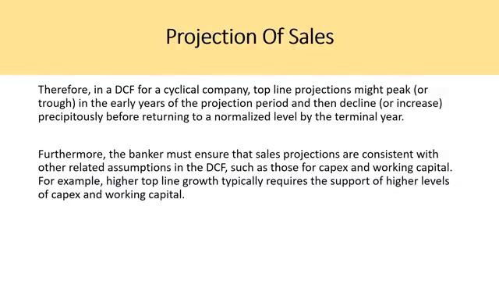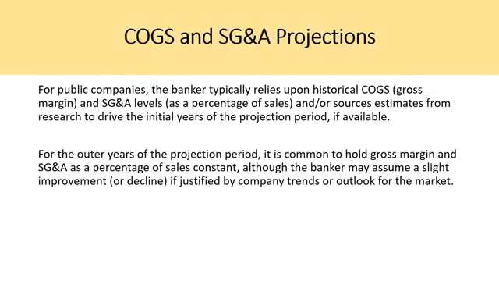Furthermore, the banker must ensure that sales projections are consistent with other related assumptions in the DCF, such as those for CAPEX and working capital. For example, higher top-line growth typically requires the support of higher levels of CAPEX and working capital. And we'll talk about those projections in future slides. Usually, the majority of the time people just take the percentage of sales. So as sales increase, the amount of CAPEX and working capital also increases.